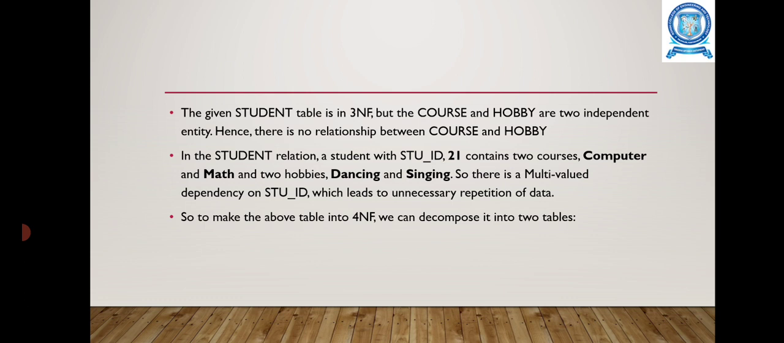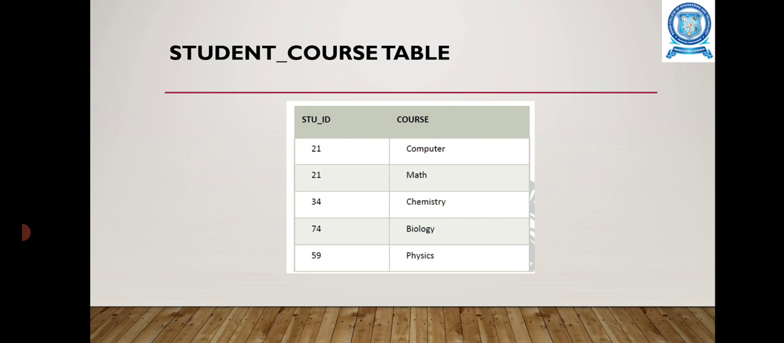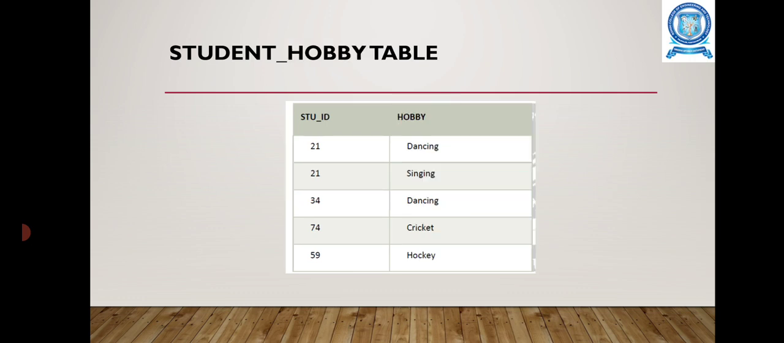To bring the above table into fourth normal form, we can decompose it into two tables. The first table is the student course table. In this table, only student ID and courses are present. For student ID 21, the different courses are computer and maths. Like this, student ID 34 has one course, chemistry, and so on. The next table is the student hobby table. That table contains the same student ID and hobby.